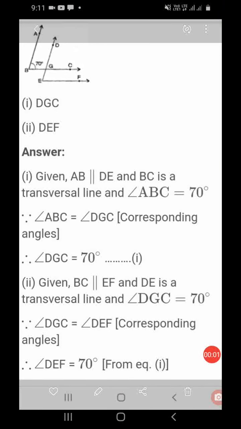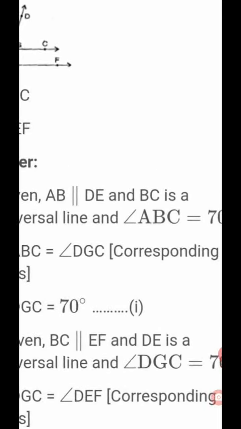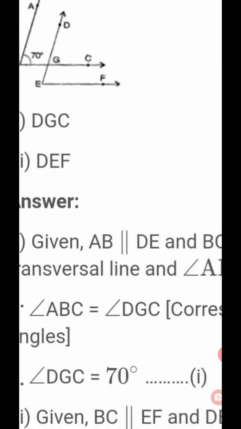See question number 5. In the given figure, the two arms are parallel. The parallel arms AB and ED are parallel, and BC is a transversal line. So you see here.